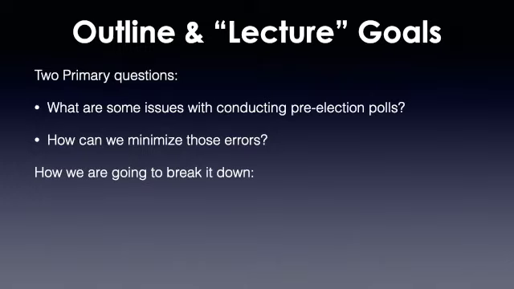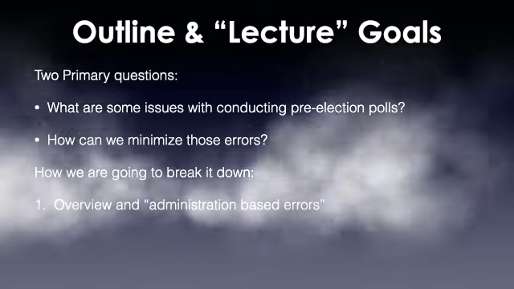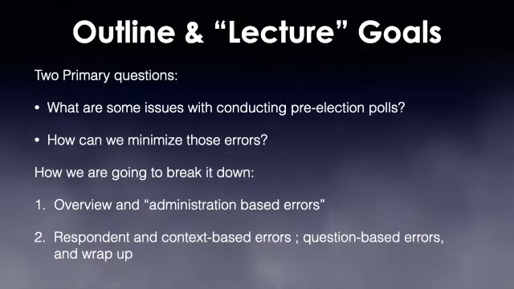So how are we going to do this? Well, we're going to break this down into two lectures. The first one, which you're now watching, will present an overview of survey research and talk about the first type of error, errors that are performed in the administration of the surveys, administration-based errors. Some of this will hopefully be familiar from our history of pre-election polling lecture. The second lecture is going to focus on respondent and context-based errors and question-based errors, as well as giving a wrap-up.